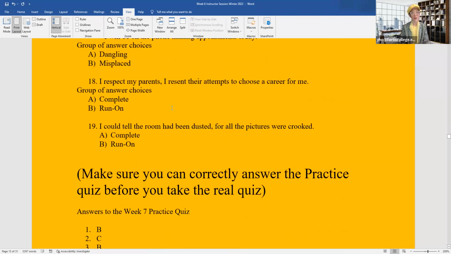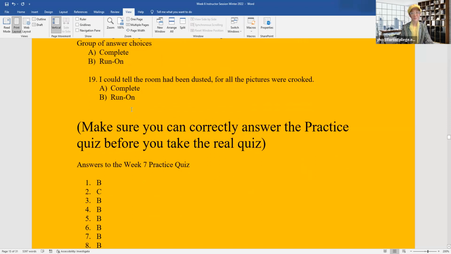I respect my parents. I resent their attempts to choose a career for me. And so here you have a run-on sentence, because here you need to have a period, and then you have, I respect my parents, that's one complete thought, and I resent their attempts to choose a career for me, that's another complete thought. So this is a run-on sentence.